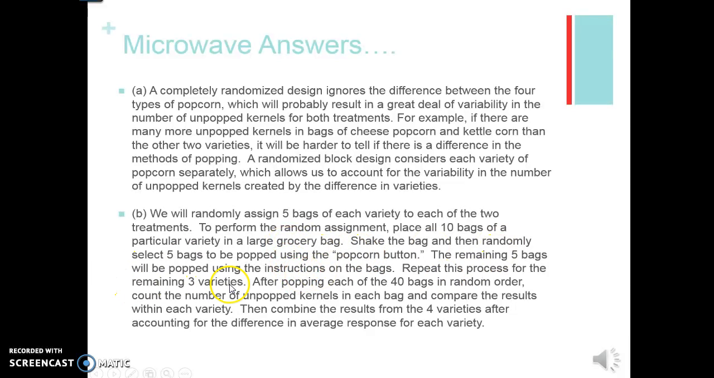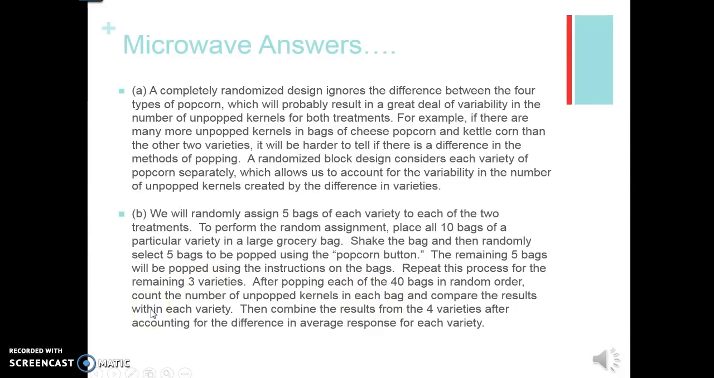Repeating this process for the remaining 3 varieties. That's totally fine. If you have a block design and you want to explain the randomization for one of them and then just say repeat with the other varieties, or whatever you're talking about, that's totally fine. Just make sure you include that. Repeat the process for the remaining 3 blocks, 3 varieties, whatever. So after popping each of the 40 bags in a random order, we're going to count the number of unpopped kernels in each bag and compare the results within each variety.